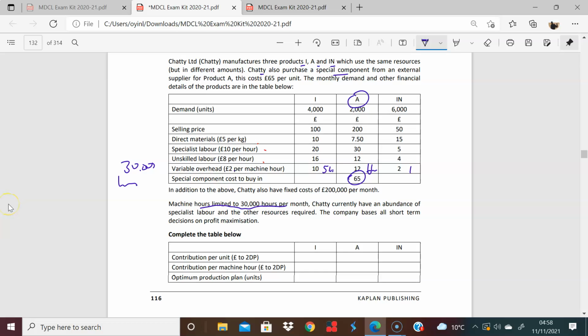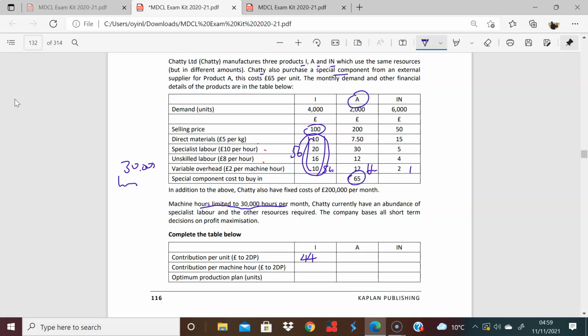Contribution is just the selling price minus all the variable costs, and just do that right across. So my contribution for I would be 100 minus all of these. Let's do that on the calculator very quickly. 100 minus 10, minus 20, minus 16, minus 10. That takes us to 44. So 100 minus all of this, this was 56 when you add it all together. Take that from 100 and you get 44.